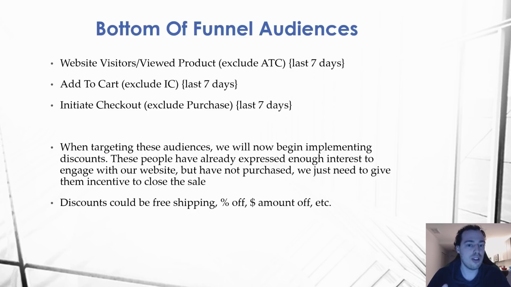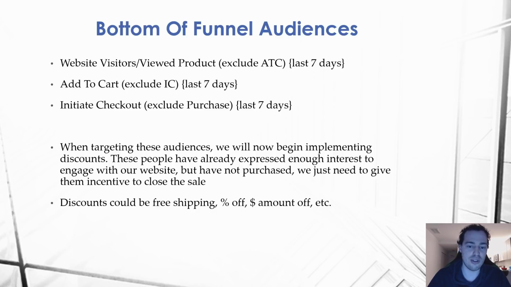So the first audience is going to be people that have visited our website and or viewed our product. And this is going to be in the last 7 days, just like before. And then we're going to exclude everyone that added to cart. And then our next audience is going to be people that added to cart. And then we're going to exclude people that initiated checkout and in the last 7 days. And then our next audience is going to be people that initiated checkout. And then we're going to exclude people that purchased. And then this is also going to be in the last 7 days.